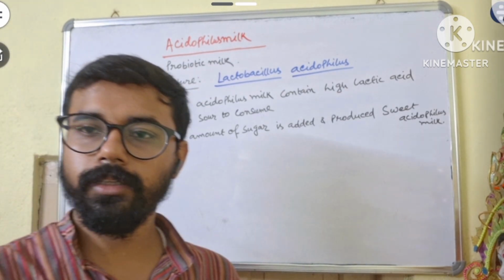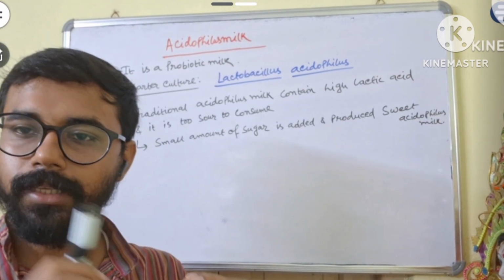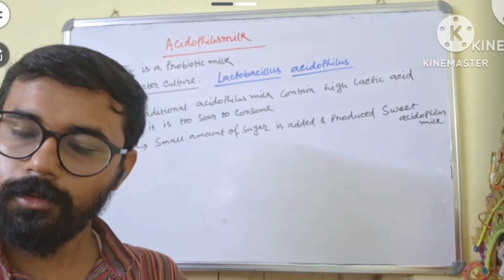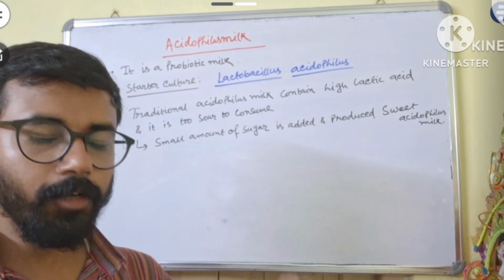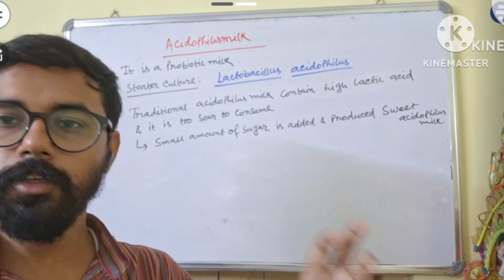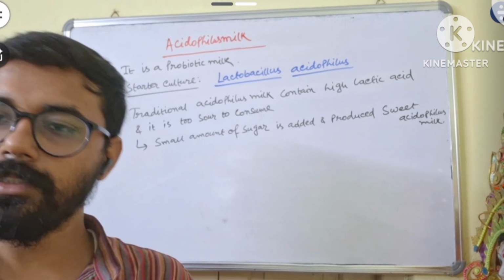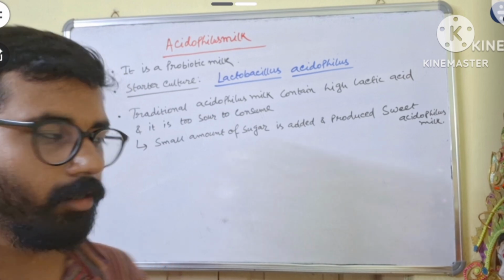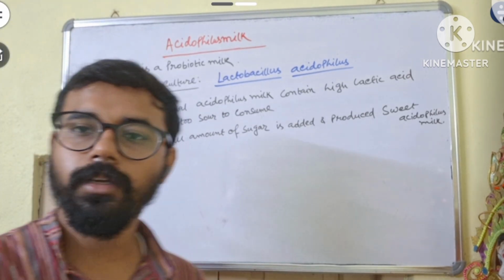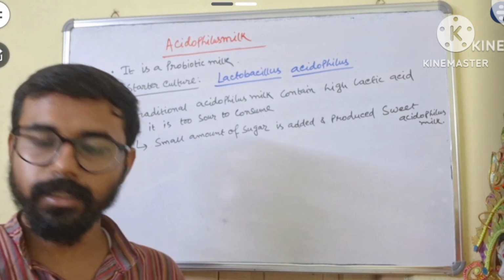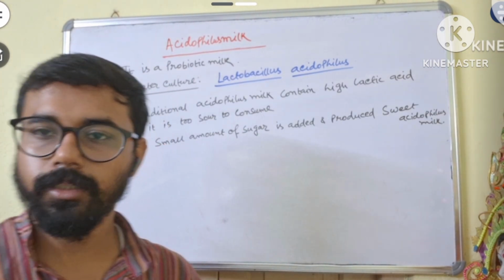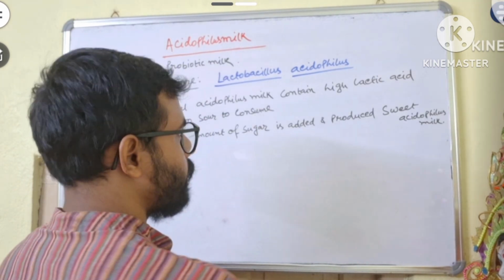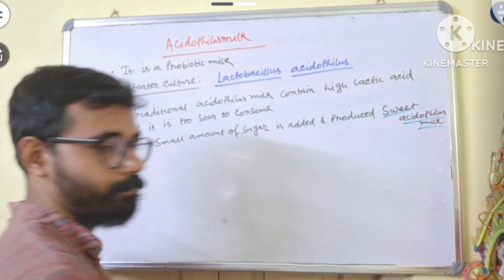So production of sweet acidophilus milk and production of acidophilus milk are basically the same. Please do not get confused if the question is written, how do you produce sweet acidophilus milk? The steps are the same. Only sugar is added during the standardization step, because the acidophilus milk is highly sour. That's why some sugar is added to balance the taste. So at that time it is called sweet acidophilus milk.